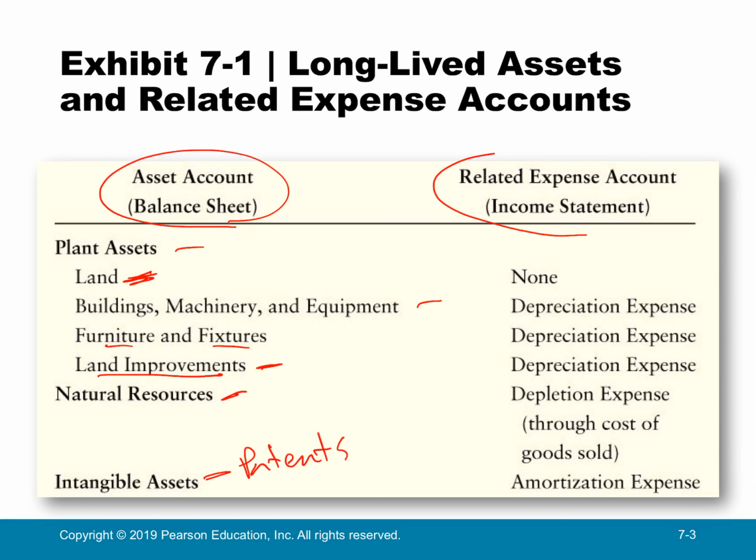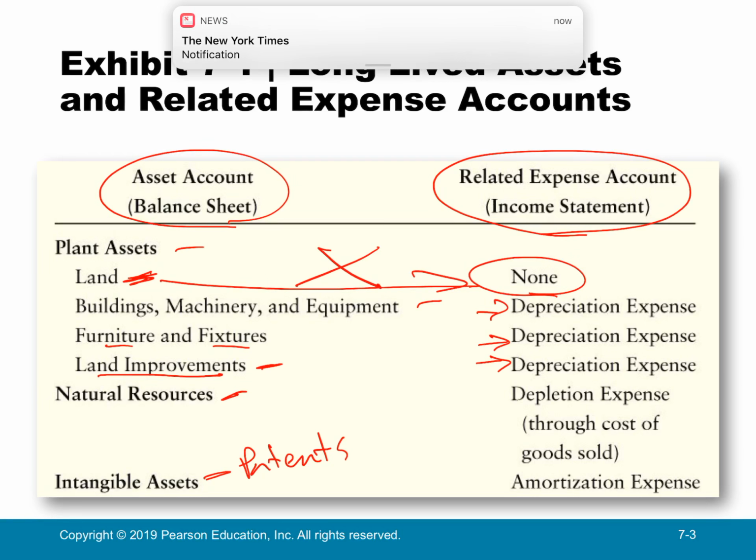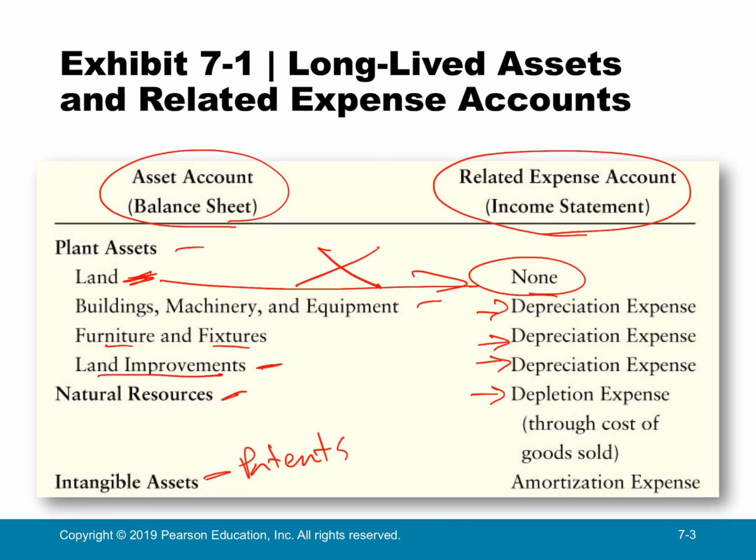Then we have the income statement part of this whole exercise, which is really depreciation expense for any of these things. Nothing for land, right? Land does not get depreciated. But you'll have depreciation expense for buildings, plant, and equipment, furniture, and fixtures. For natural resources, we call it depletion expense, right? And that will go through cost of goods sold, and we'll see that in an example what that means. And for intangible assets, amortization expense.